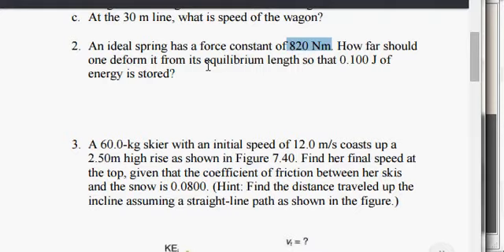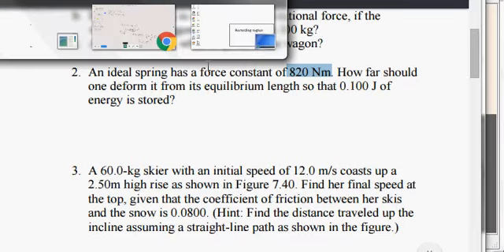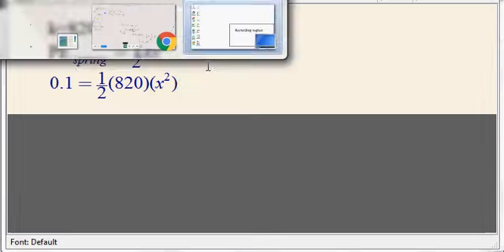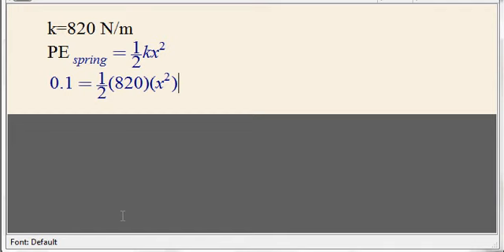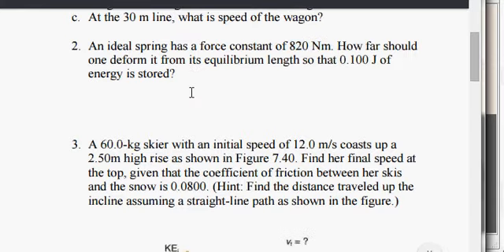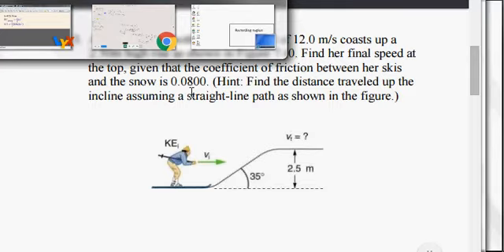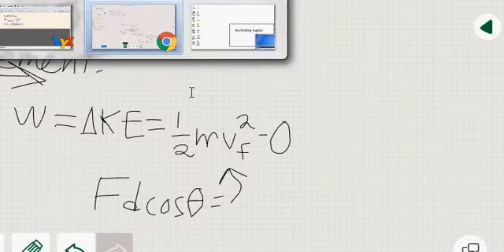Number 3. Oh my goodness. Oh, I thought it wasn't recording. So it is recording. Number 3. I'm going to do number 3. I'm having technical difficulties. Okay.